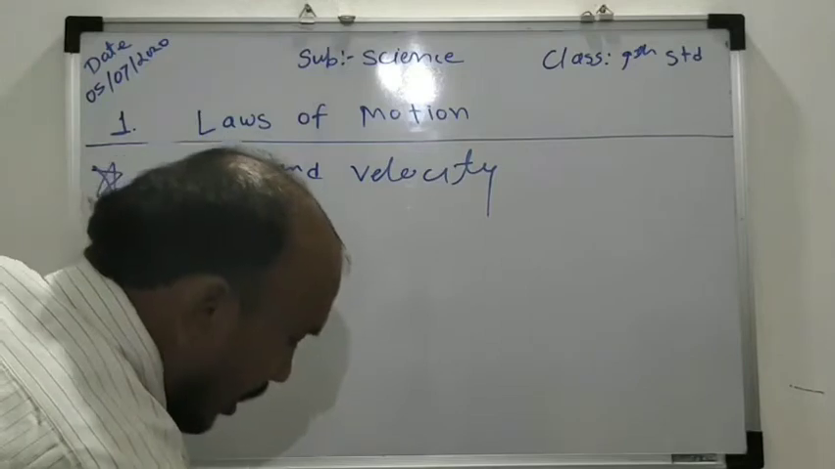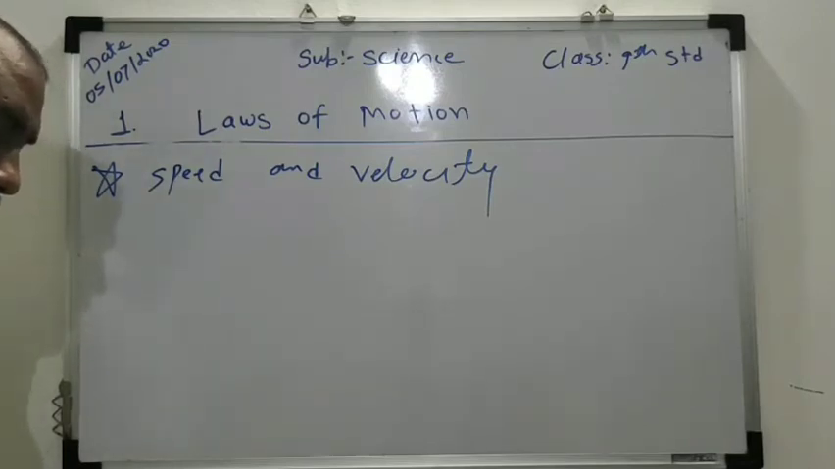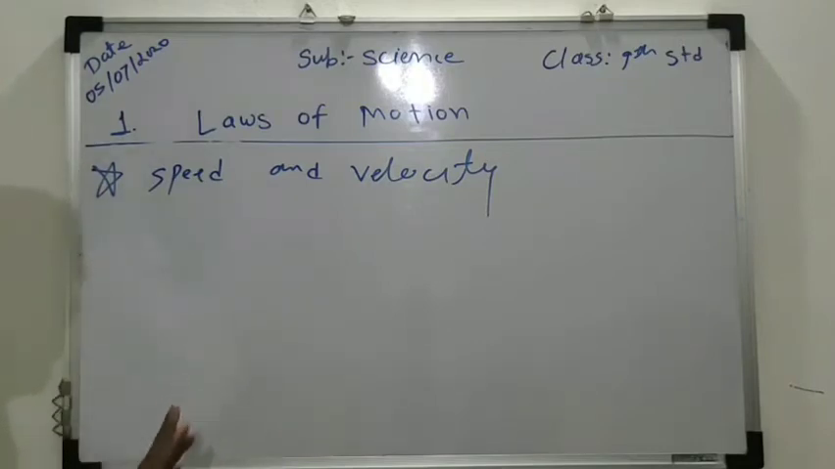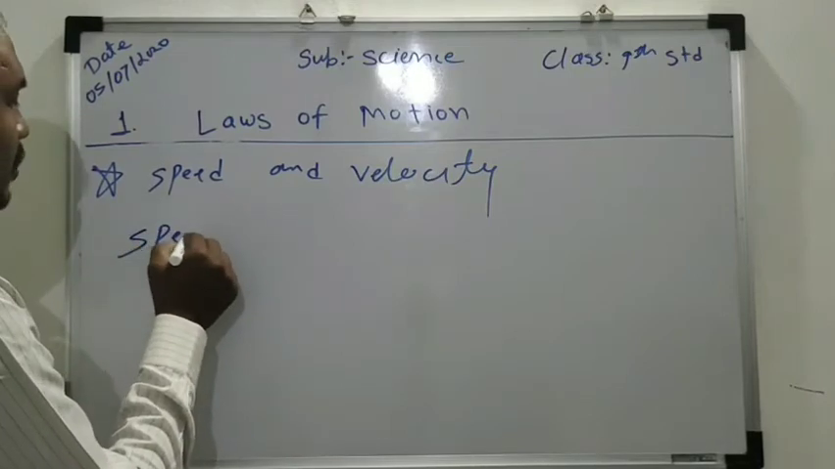Is it correct? Speed also doesn't have direction. After that, velocity and displacement: displacement has direction and velocity also needs direction. Is it correct? So next I will do speed. What is meant by speed? What is meant by speed according to you?